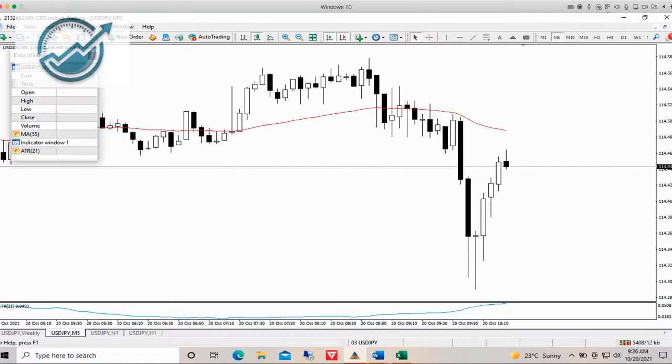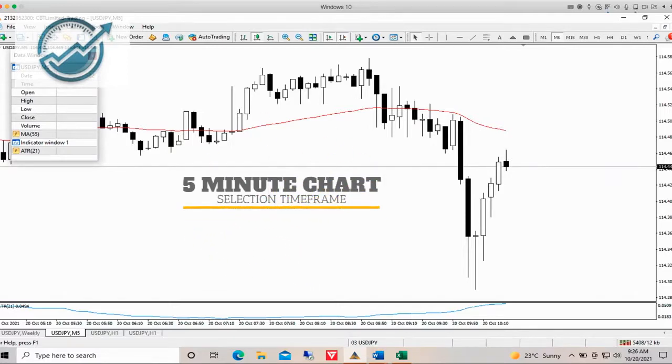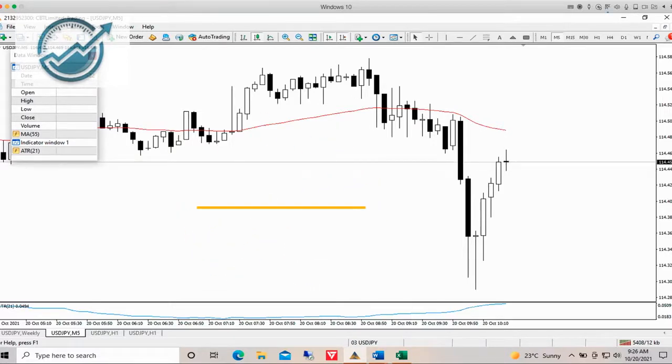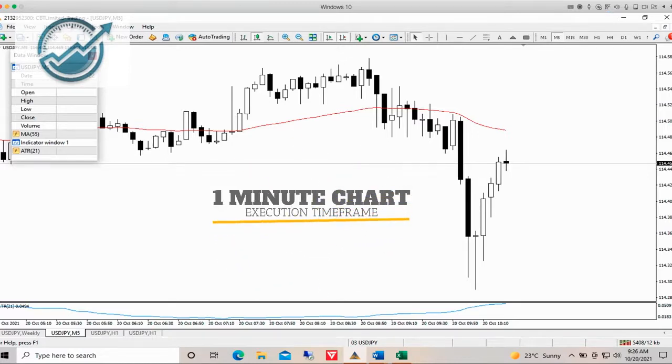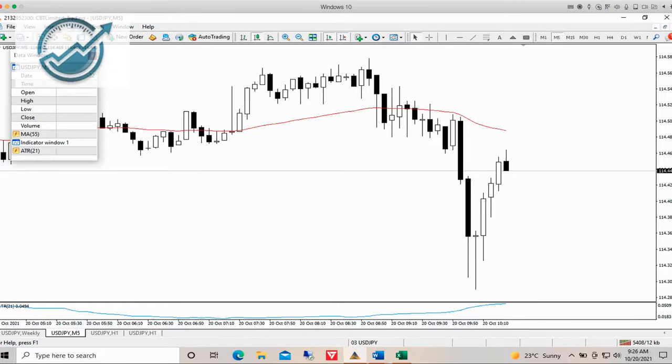But of course, I'm going to be using a much lower time frame than we normally do. It's normally the 4-hour and daily that we use, but in order for this to be a really useful exercise, I'm going to be using, once again, the 5-minute chart for my selection time frame, and then drop down to the 1-minute chart for execution. So we're looking here at the USD JPY on that 5-minute chart, and in a minute I'm going to tell you why.